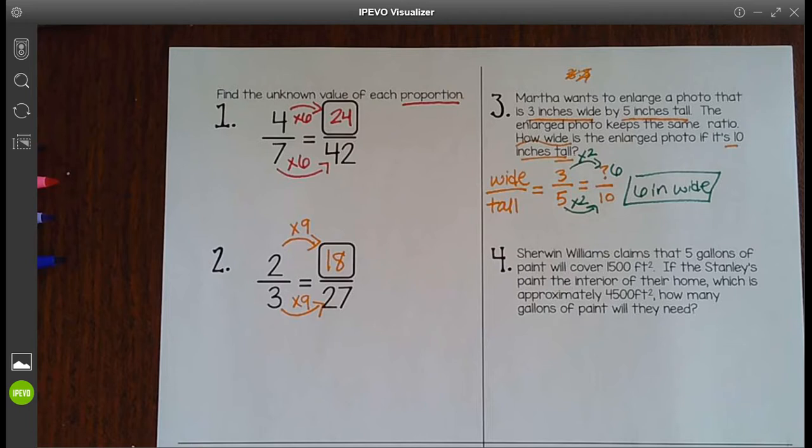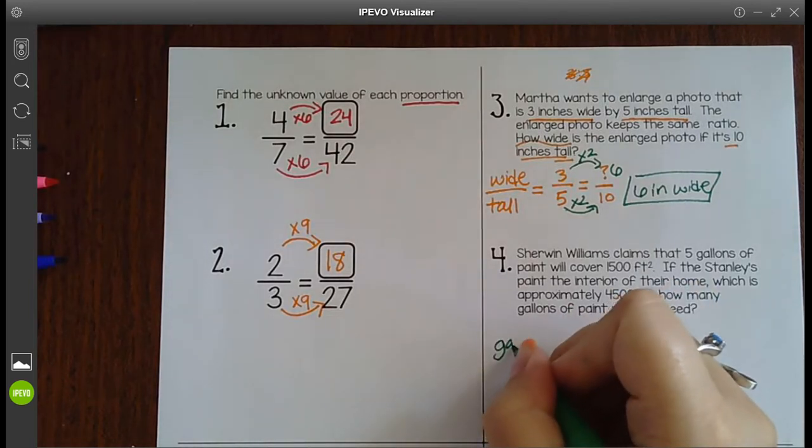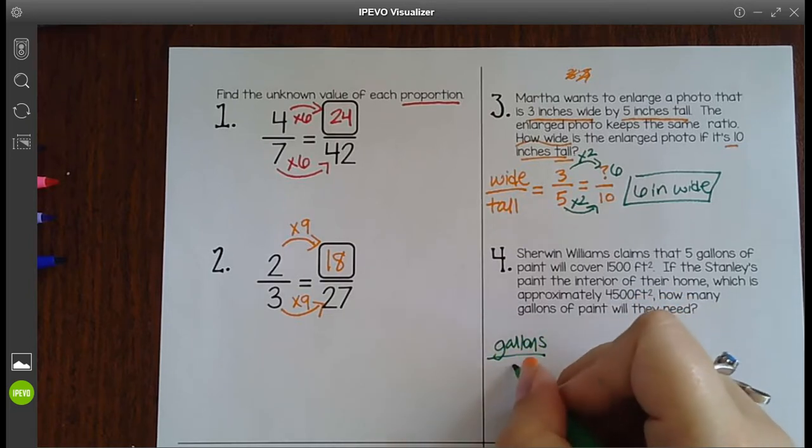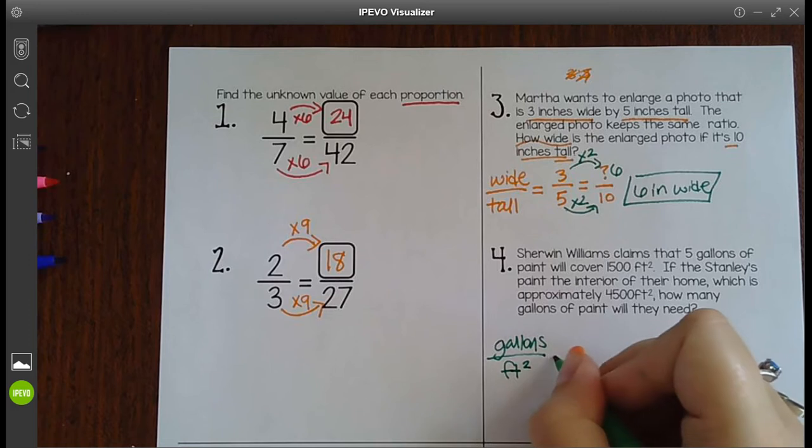Let's look at the next one. The next one says, Sherwin-Williams claims that 5 gallons of paint will cover 1,500 square feet. If the Stanleys paint the interior of their home, which is approximately 4,500 square feet, how many gallons of paint will they need? Okay, so I'm talking about how many gallons of paint I need in order to cover a certain square footage, right?